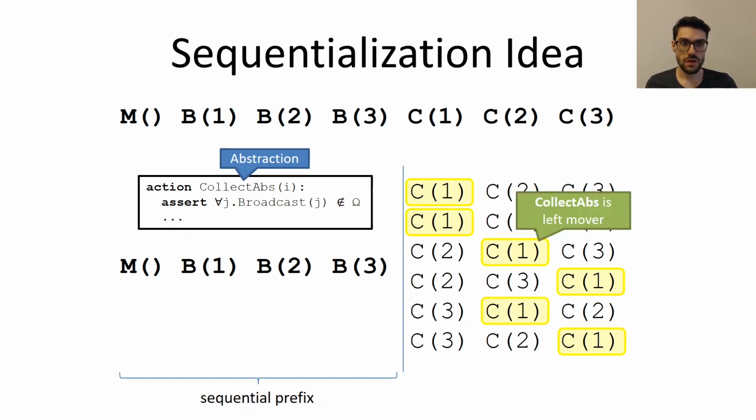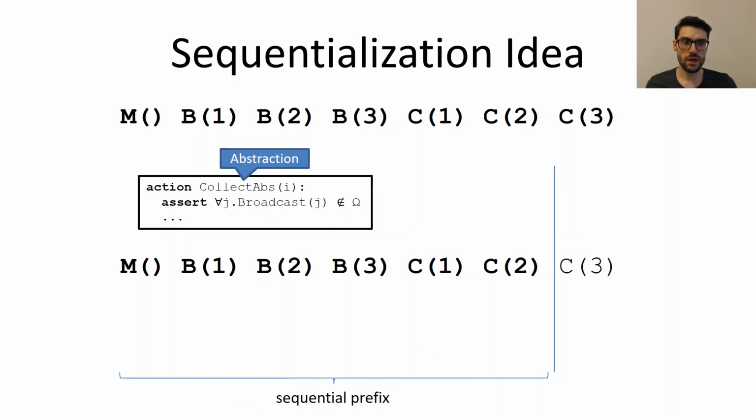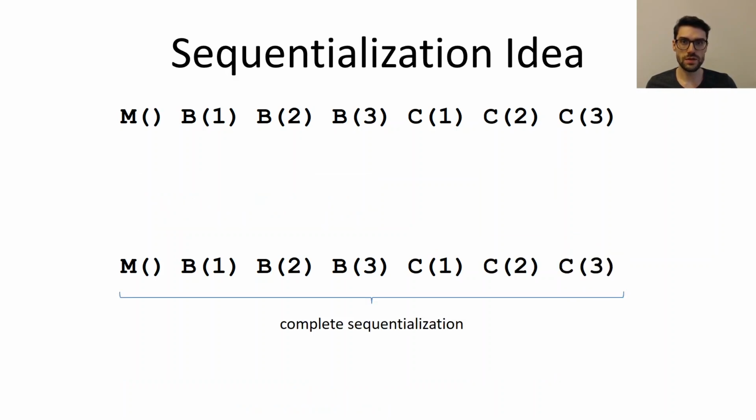And most importantly, collect abs is now a left mover. And so by using collect abs, we can continue our sequentialization, and eventually we will end up with the complete sequentialization.